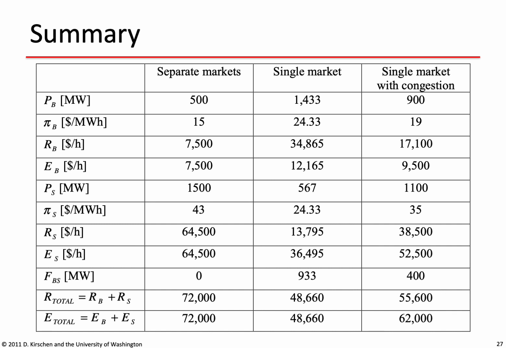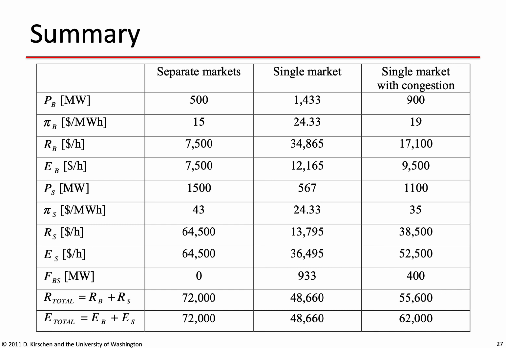In Syldavia, the price in this case is 35, which is lower than the price when we have separate markets, but higher than the case when we have a single market without congestion. The revenue of the Syldavian generators is then 30,500, which is the price, 35, times the production of the Syldavian generators, which is 1,100.